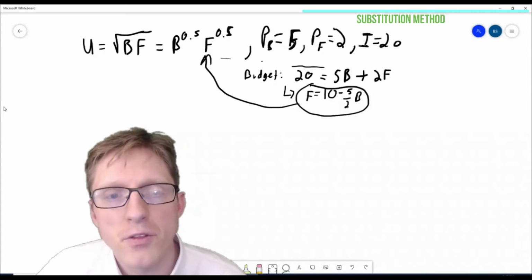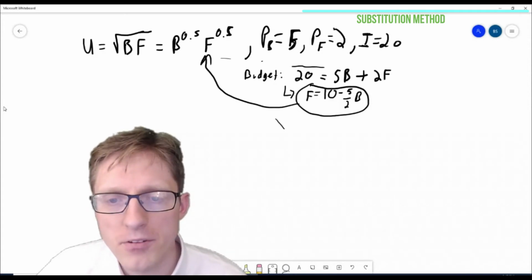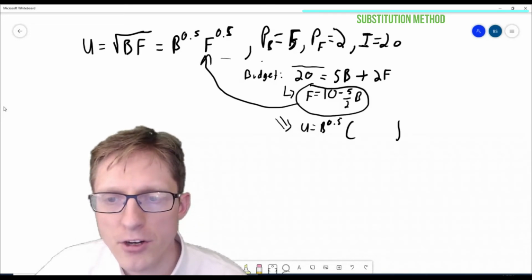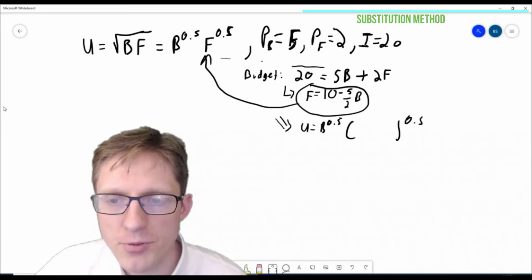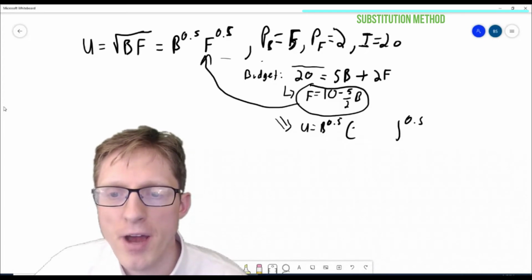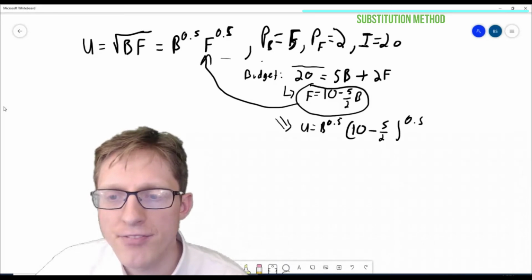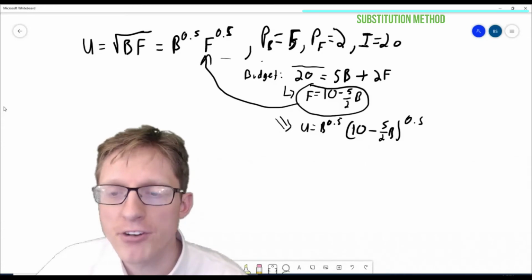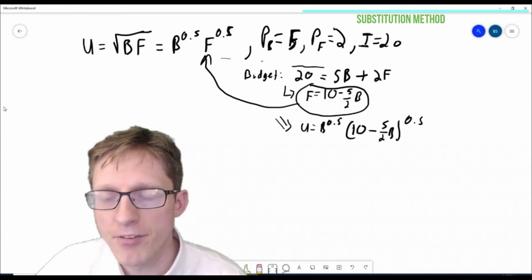Okay, so let's do that. So now we have that utility is equal to B raised to the power of 0.5 times F raised to the power of 0.5. But we're going to plug in for F because we know that given a certain amount B purchased, the amount of F that they would buy with the remaining income is equal to 10 minus 5 halves B. So now we have the amount of good F consumed as a function of B, or represented by this function of B.